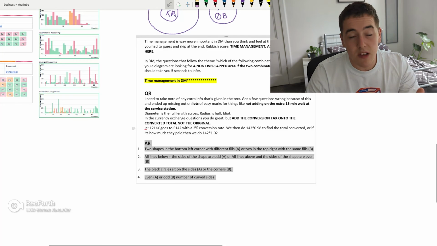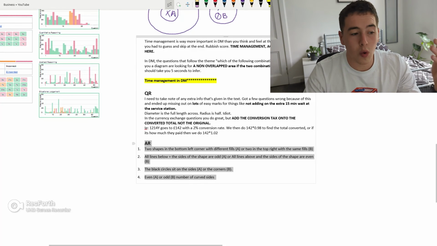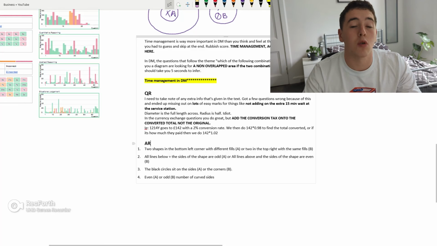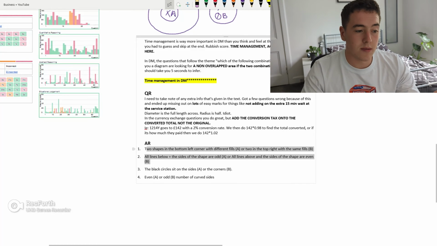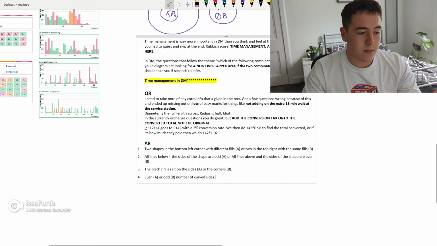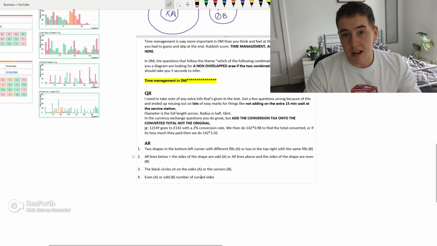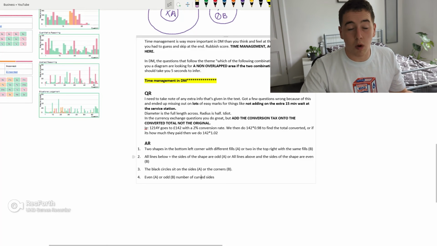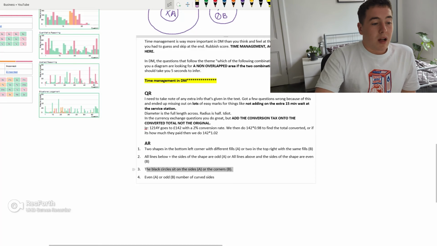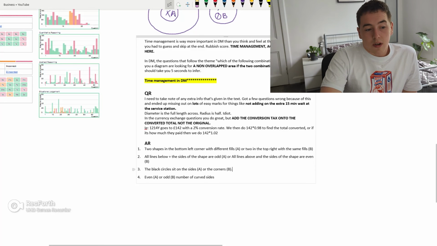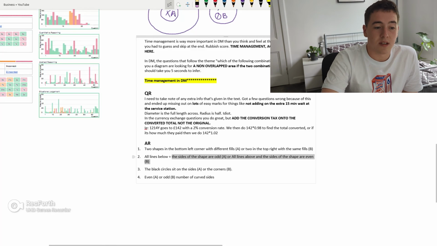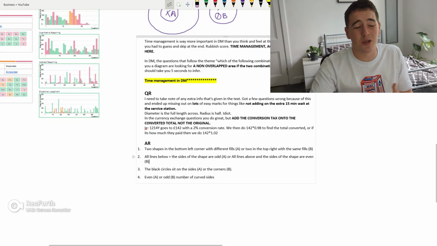But towards the end of the studying, I would only put the difficult questions in the document. So for example, even or odd number of curved sides. Doesn't sound that difficult, but I obviously missed it and I thought it was one that I could improve on. The black circles sit on the side or on the corners based on A or B. All lines below the plus side of the shapes are odd, and all lines above the sides of the shape are even. Again, you don't need to know this.